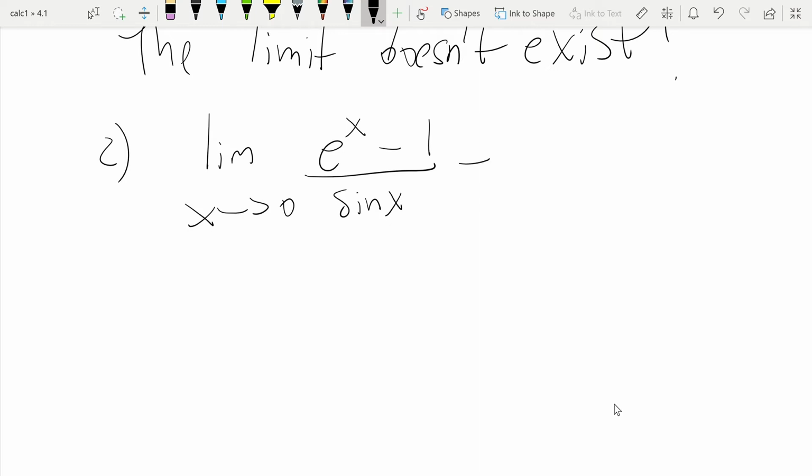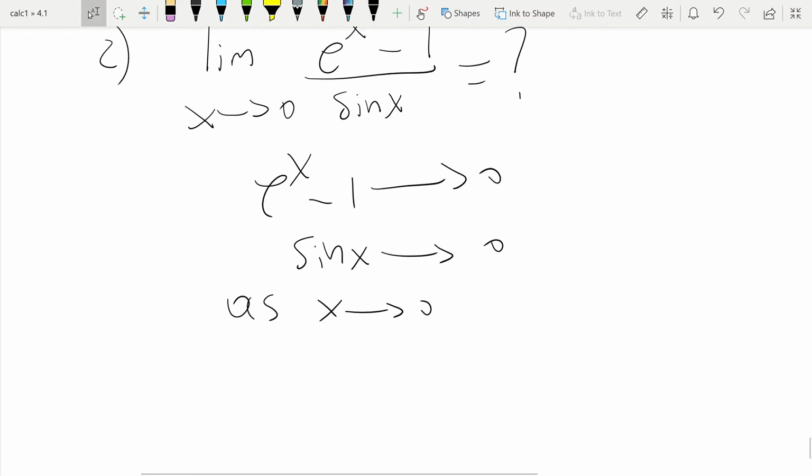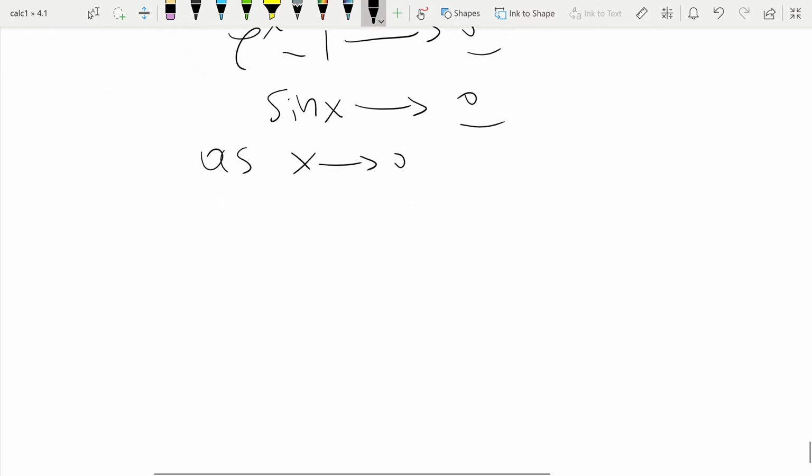Now, for this problem we are allowed to apply L'Hopital's rule because e to the x minus 1 goes to 0, and so does sine x as x approaches 0. So they both approach 0, so we can apply L'Hopital's rule.